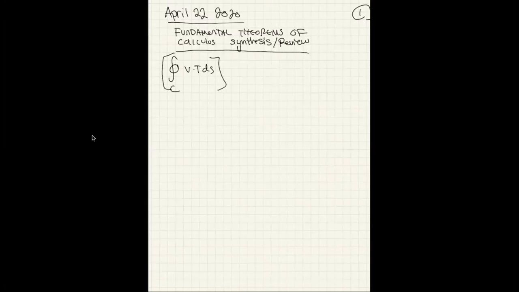Another weird thing is some people, instead of writing curl of V, write del cross V, which is kind of an abusive notation, but it helps make sense when you think of del as partial x, partial y, partial z. It's technically abusive notation because then you can also write the divergence of V as del dot V. But I've written all this in the packet, so if you want to do some questions, you can see if there's something you don't recognize.